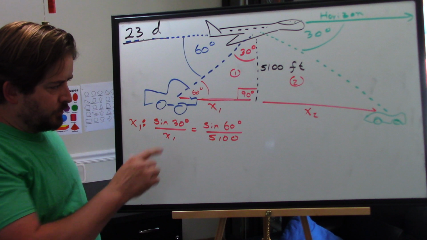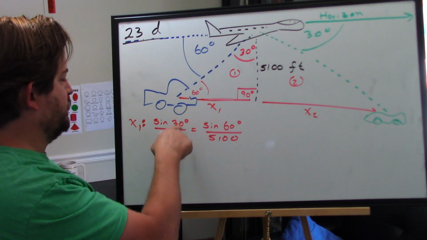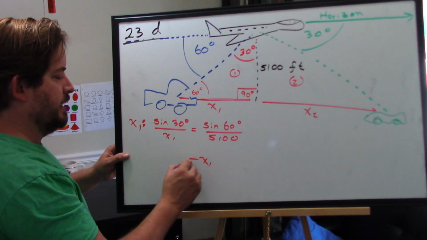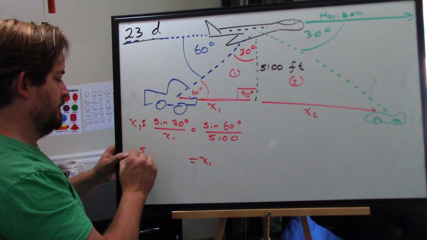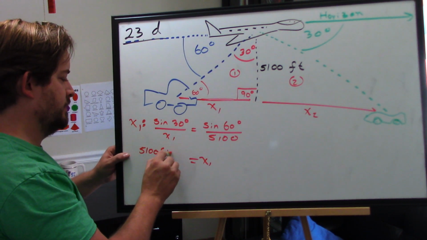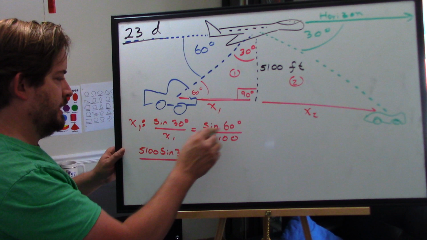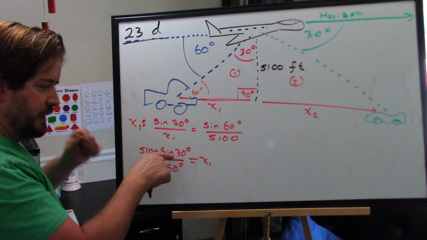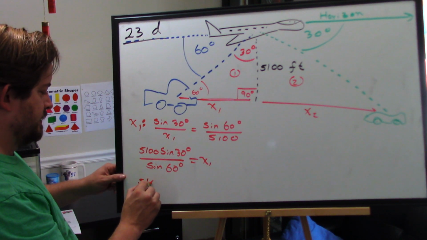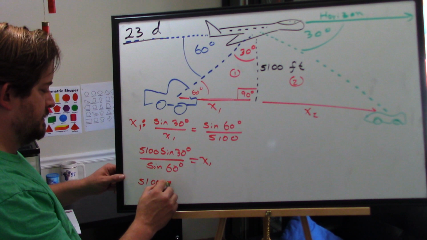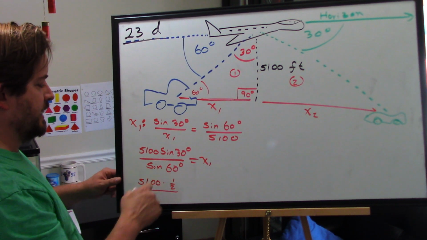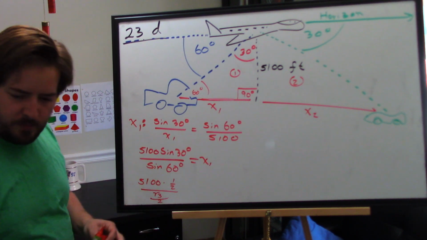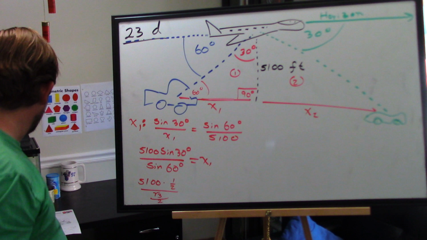Okay. So the sine of 60 is 1/2. Well, let's solve this for x1. I would multiply my x1 up, and then in fact multiply the 5100 up. And then the sine of 60 is coming down, right? But the sine of 30 is 1/2. The sine of 60 is root 3 over 2. I feel like I made a mistake on my work now, because I got something different. Let me check.